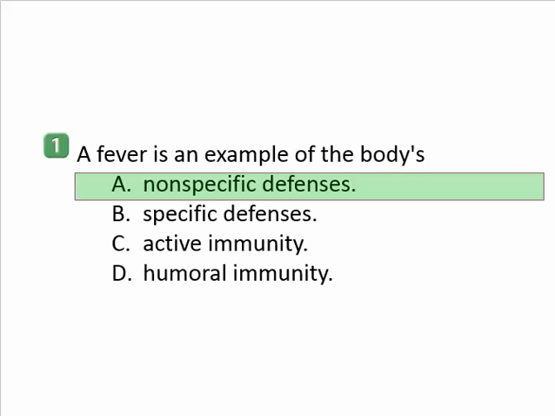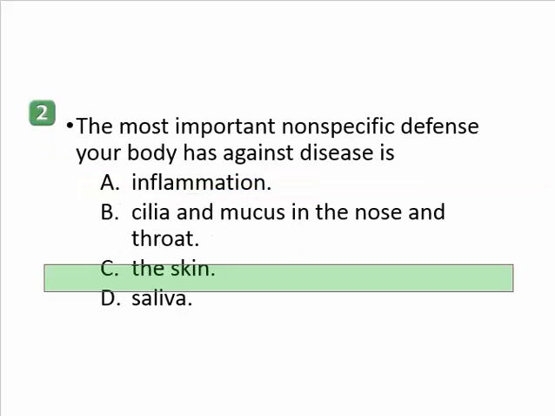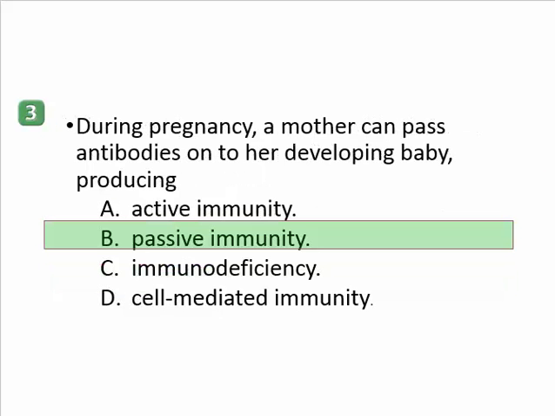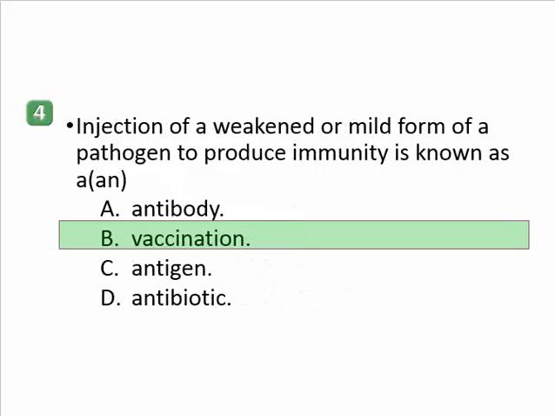Okay, let's look at the review questions. A fever is an example of the body's non-specific defenses. The most important non-specific defense is your skin. During pregnancy, the mother passes antibodies. That's called passive immunity. It's also called natural immunity, which is a type of passive. Injection of a weakened or mild form of a pathogen to produce immunity is known as vaccination. All right, and that's the end of this section.